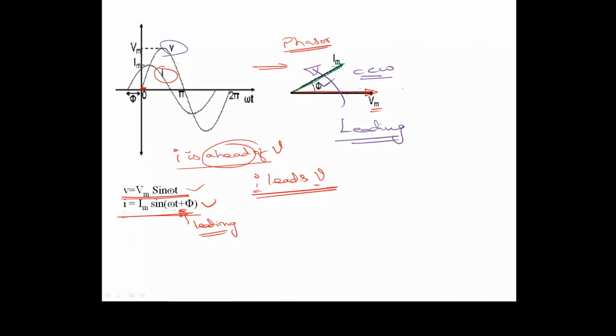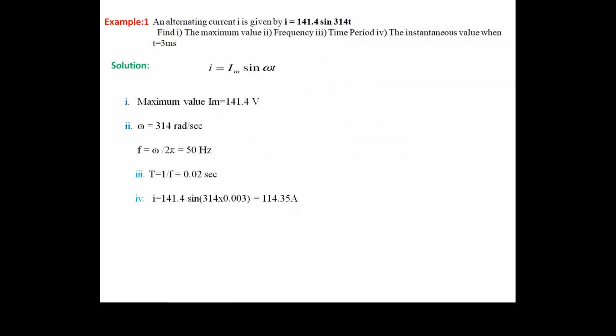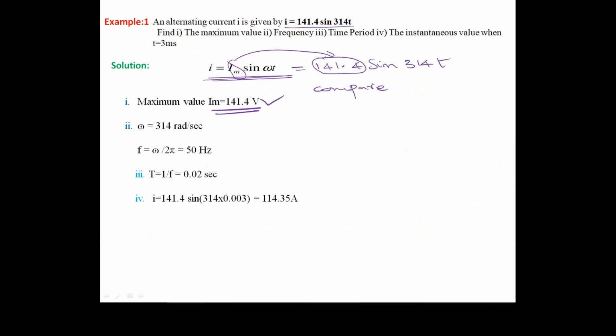So the leading phasor is drawn like this and the lagging phasor is drawn below. Now is it clear? In this example, the current expression is already given in trigonometric form: I is equal to 141.4 sin 314t. Generally, a sinusoidal alternating current is given by I is equal to Im sin omega t. When you compare this equation with 141.4 sin 314t, what is Im? Im is the same as this quantity, so the maximum value of current is 141.4.